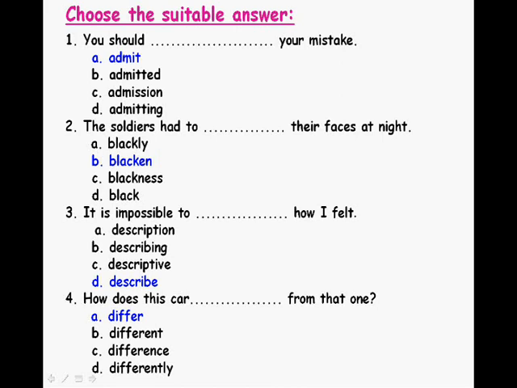Very good. Then let's have a look again at these 4 sentences. You should admit. So after should as a modal verb, we put the verb. Soldiers had to blacken. And it is impossible to describe. And how does this car differ? Because in number 4, this is the main verb. Does, be careful, does is not the main verb in this question, okay? This is an auxiliary verb. This is a helping verb. So the main verb is differ. Excellent.